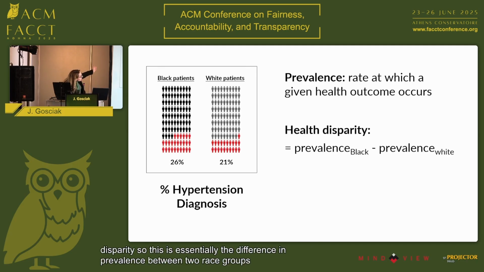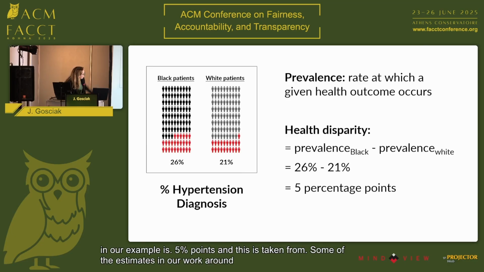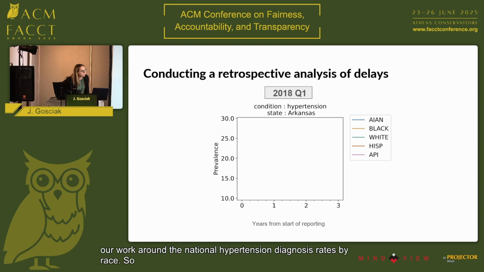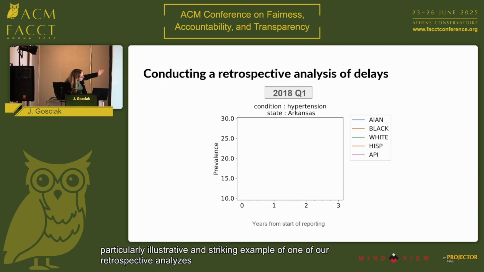So this is essentially the difference in prevalence between 2 race groups. So for example here, the difference in prevalence between Black patients and white patients, which in our example is 5 percentage points. And this is taken from some of the estimates in our work around the national hypertension diagnosis rates by race. So this is a particularly illustrative and striking example of one of our retrospective analyses. It's essentially looking at hypertension diagnoses in the state of Arkansas.